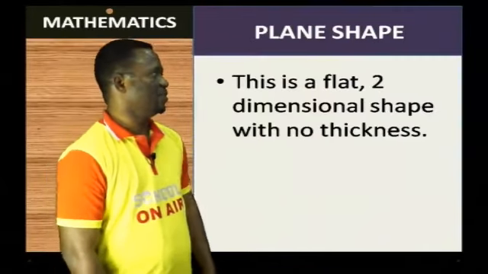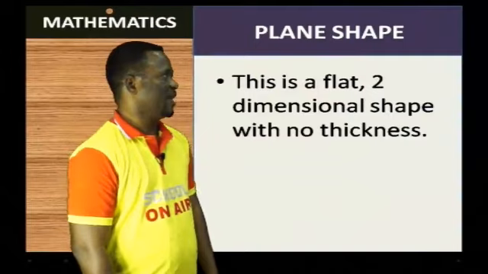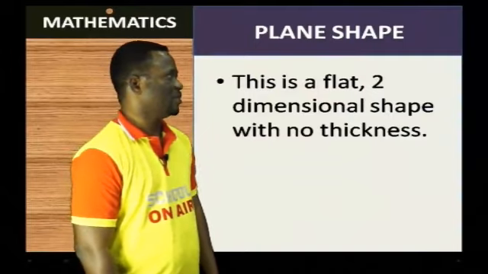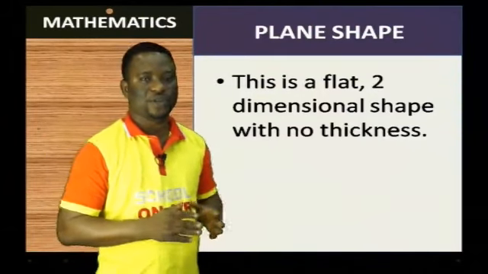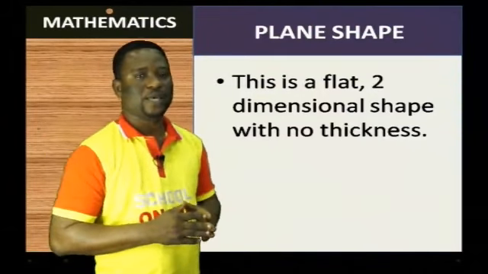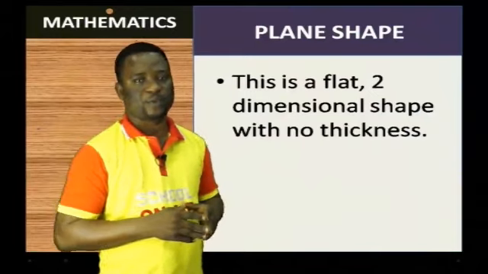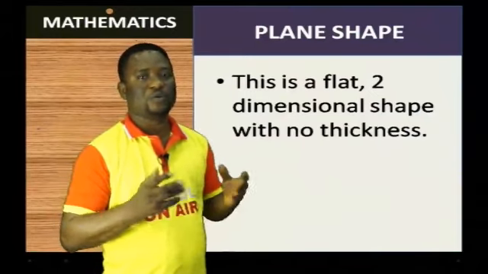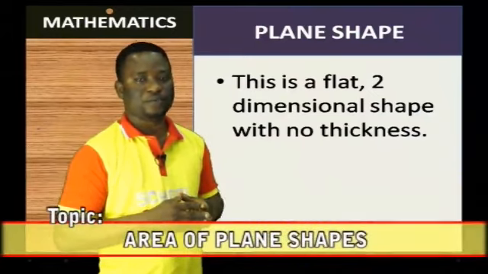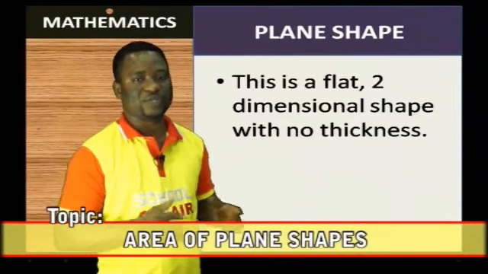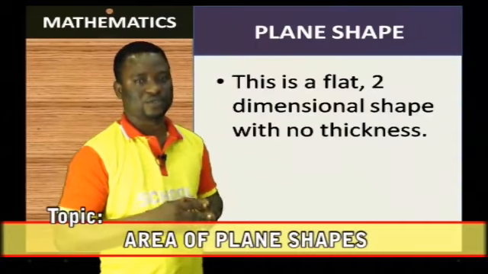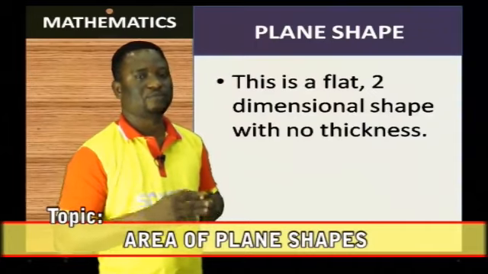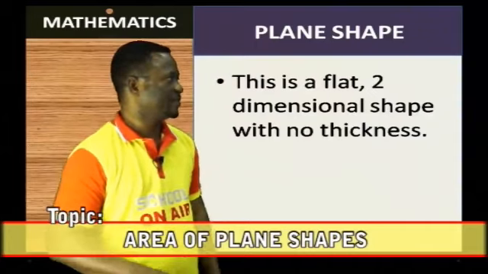What is a plane shape? This is a flat, two-dimensional shape with no thickness. What if something has no thickness? An example is a piece of paper or a nylon. We all know nylon and we know a sheet of paper. They have no thickness. So anything of such with two dimensions is referred to as a plane shape.